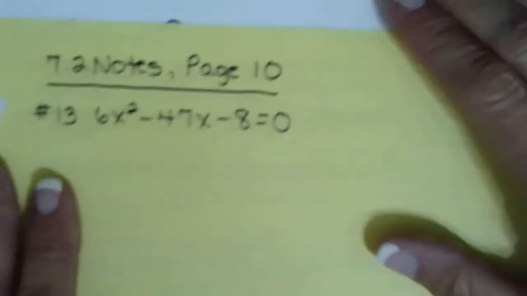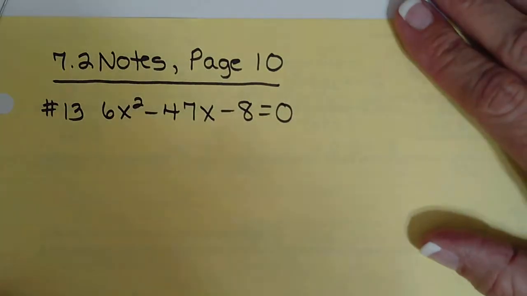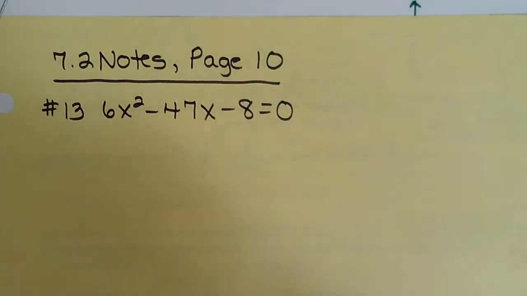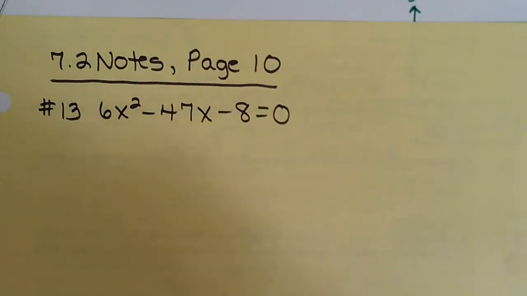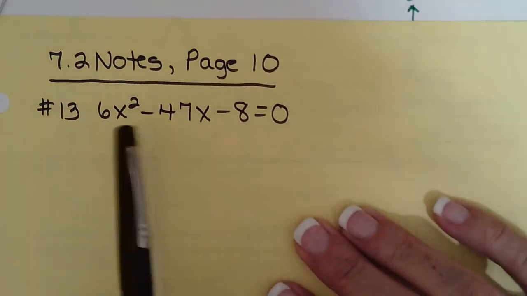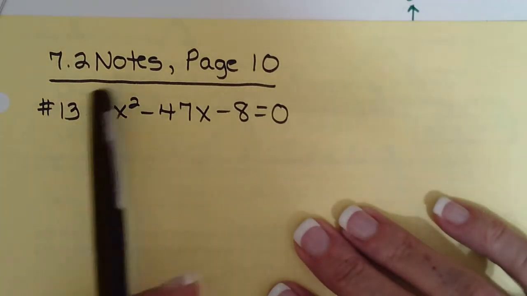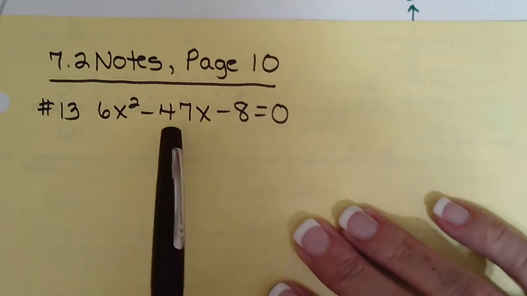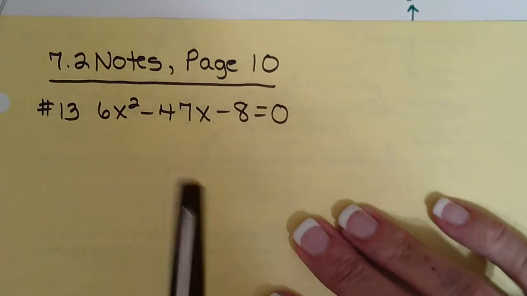So I had to write it on a separate sheet of paper since I already worked it out. So this is the next problem, page 10. So this is definitely not a square root property because the square root property can only have a squared quantity and a number. This also has an x term. So that means I have to go back to my list up here.